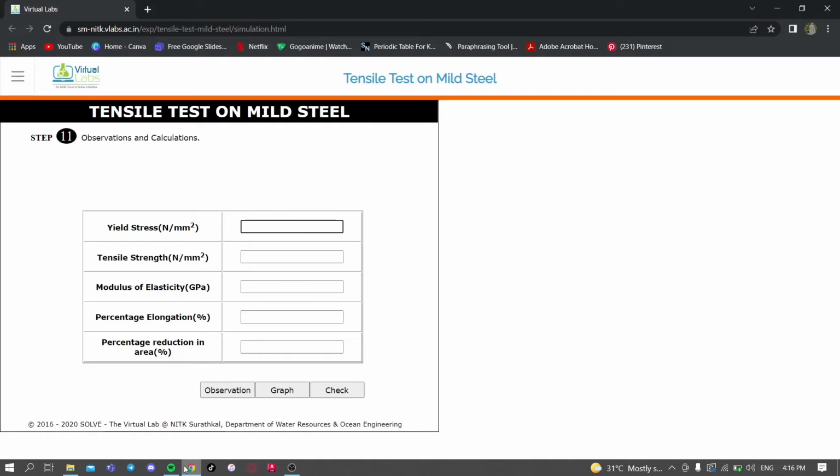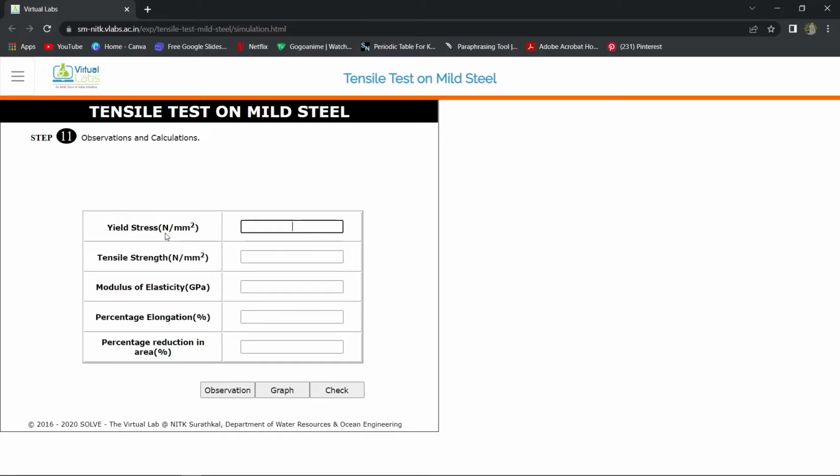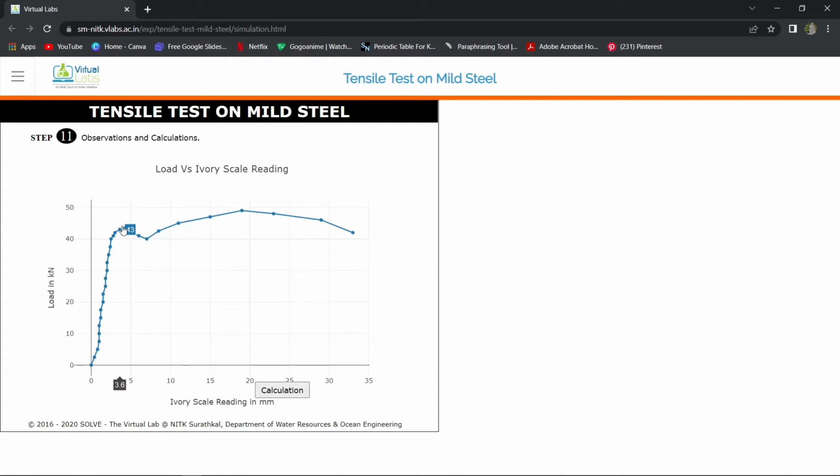For step 7, observation and calculation. For the calculation, we should calculate the yield stress, tensile strength, modulus of elasticity, percentage of elongation, and percentage reduction in area. First, yield stress. Before we find the yield stress, we should find the point of yield stress in the graph. Our point of yield stress is 43 kilonewton, which is 43,000 newton.